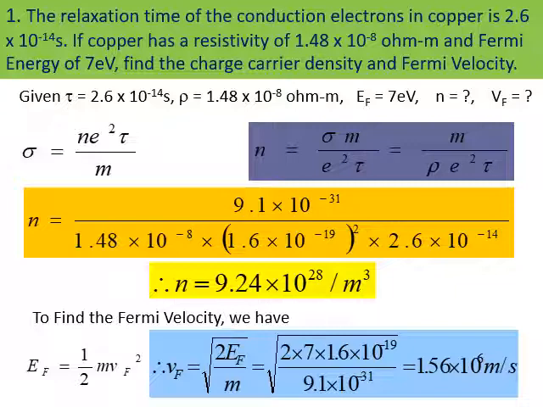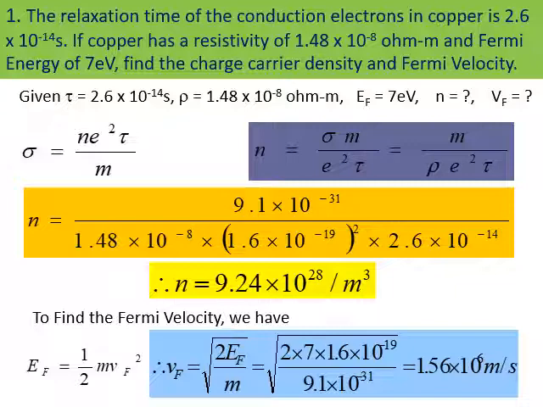Now in this problem, the relaxation time tau is given as 2.6 × 10^-14 seconds, and the resistivity of the material is 1.48 × 10^-8 ohm meter. The Fermi energy is given as 7 electron volt, and there are two questions. One is the charge carrier density, that is nothing but n, the electron concentration, and the Fermi velocity, to be calculated.